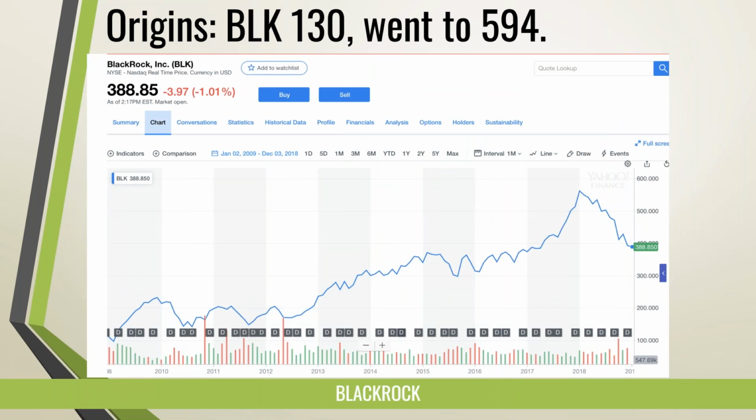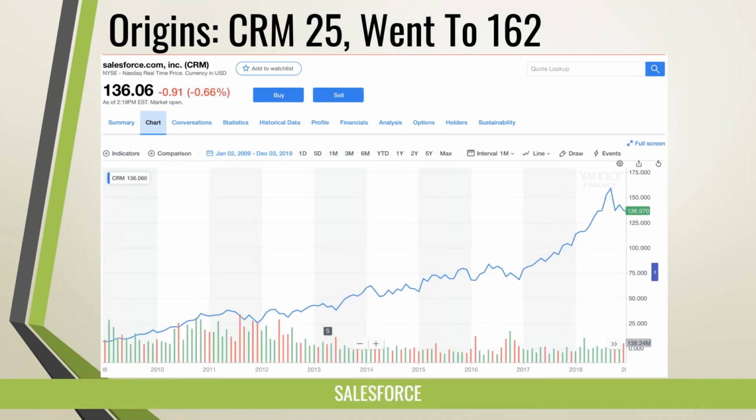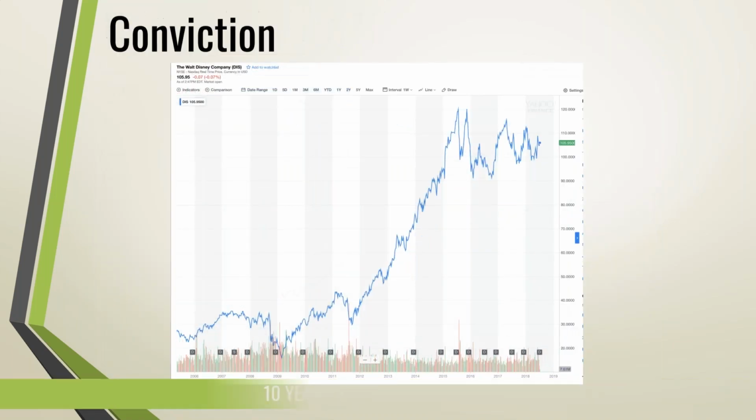We introduced BlackRock at 130, which went to 594. But this also started to represent one of the issues, which was that's an expensive stock to trade. JP Morgan, when the London Whale came out and everyone was railing against the mistakes, I loved JP Morgan at 35. It tripled in value. CRM, one of the hottest companies there is, Salesforce.com, I introduced to my audience at $25. It went to $162. Starbucks at $10. Oh, man, now it's in the 80s.